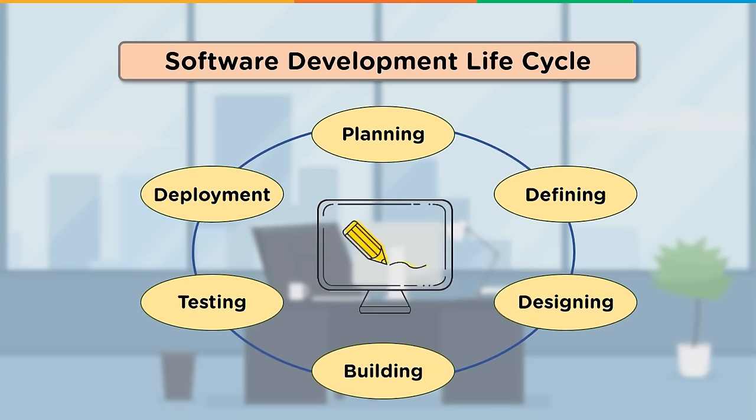After the development, the step of testing the product comes into the picture. This stage refers to the stage where the product defects are reported, tracked, fixed, and retested. This is done until the product reaches the quality standards defined in the SRS.